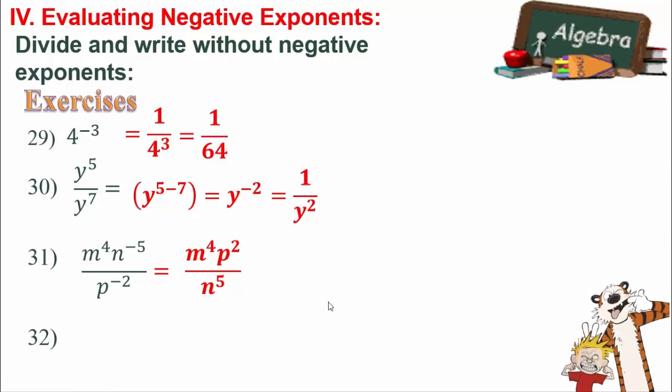In number 32, we have 2 over 5, and the whole thing is to the negative 3. Well, I'm going to work this out on the whiteboard also. In example number 32, I have 2 over 5 to the negative 3.